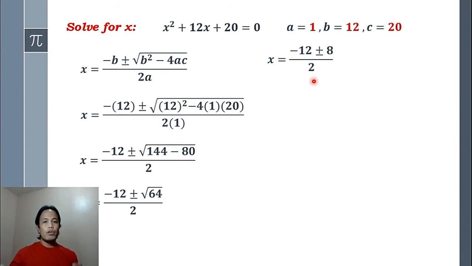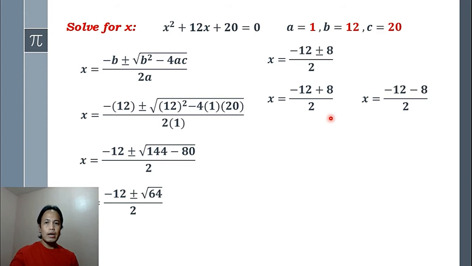This time, we will break the two values of our variable. We will take the positive and we will also take the negative. Since this is plus and minus, this entails two values. So therefore, the first one is negative 12, we take the plus first, so plus 8 over 2. And the second one is the minus. So we have x equals, we copy negative 12, then we have minus 8 over 2.